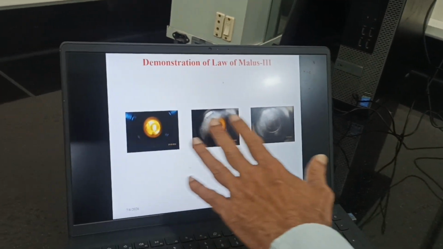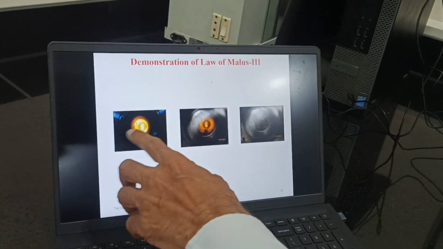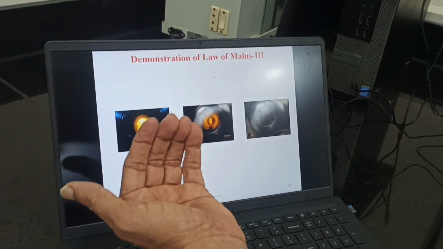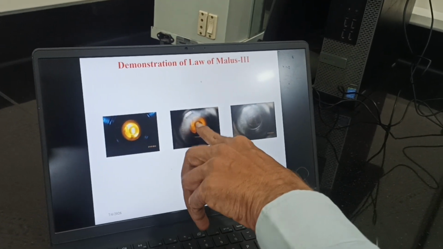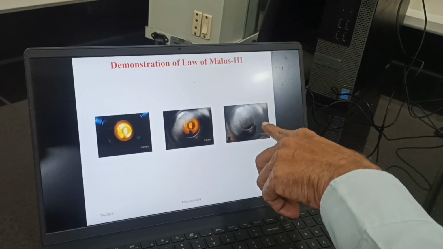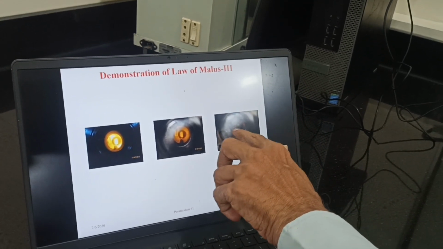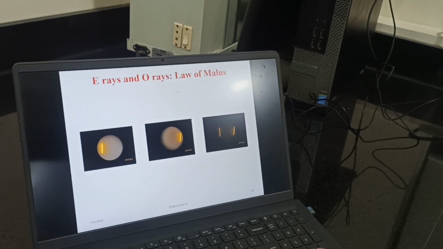Here we are taking the images of light coming through second polarizer. When two polarizers are parallel, theta is 0, maximum light is passed. But when that theta is increased, the intensity keeps on reducing. And here, when the angle between second polarizer and first polarizer becomes 90, the intensity is totally eliminated.